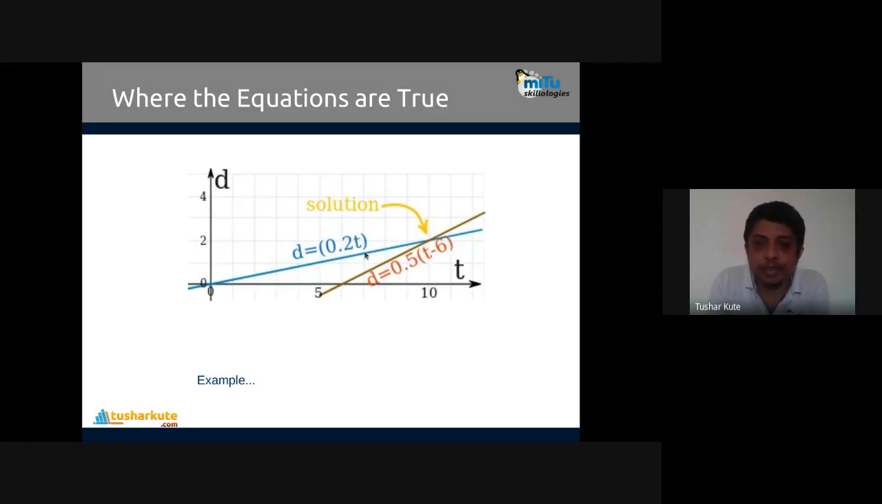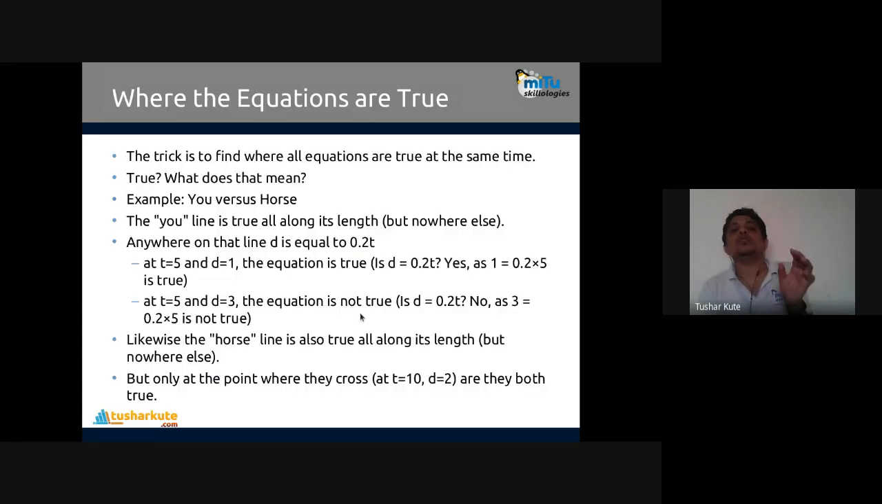If you make this line go above, this multiplication factor will change, remember. So exactly it is in this direction, because whenever you go ahead, for example, let's consider this 7, so 0.2 into 7, we'll get this number here. Okay, fine, that's what we are getting. So 1 is equal to 0.2 into 5. And in the second case, if t is equal to 5 and d is equal to 3, the equation is not true. So see this one: 3 is equal to 0.2 into 5 is not true.